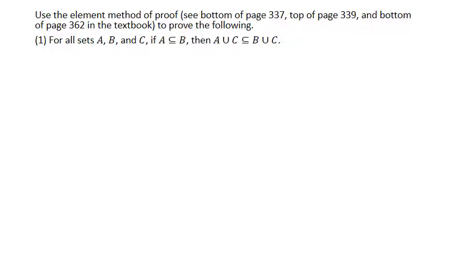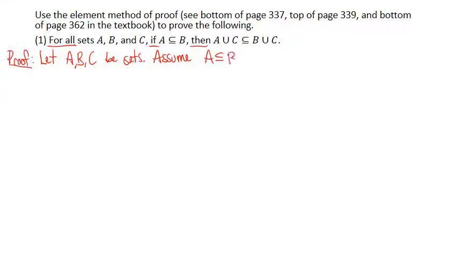Okay, so for our proof, the first thing we have in our statement here is a for all, so we're going to translate that to a let. So we're going to let A, B, and C be sets. Okay, and then we have an if-then statement. So we're going to use the direct method of proof, which means we assume the if part, and then we show the then part. So we're going to assume A is a subset of B. Okay, and then we will show the following: A union C is a subset of B union C.